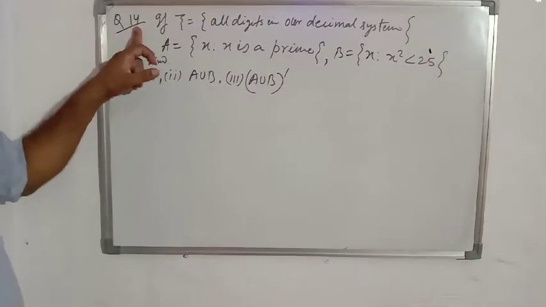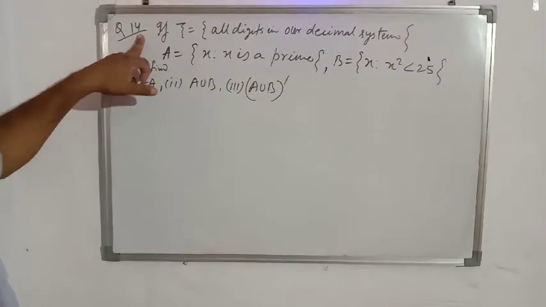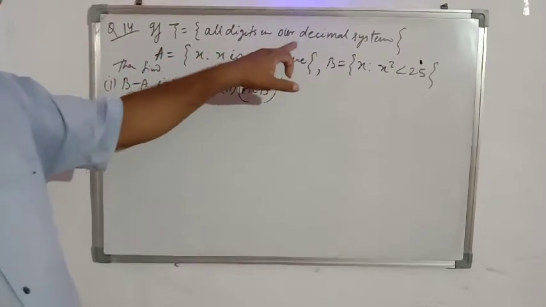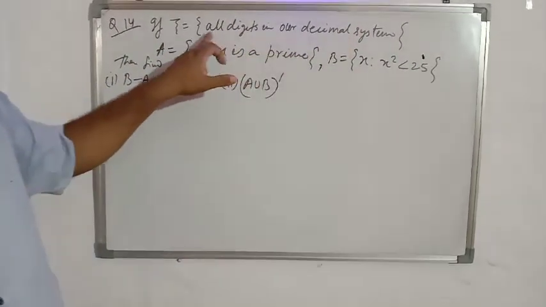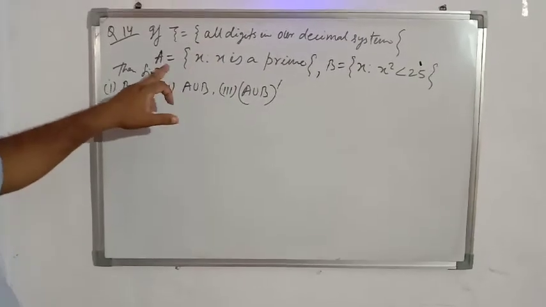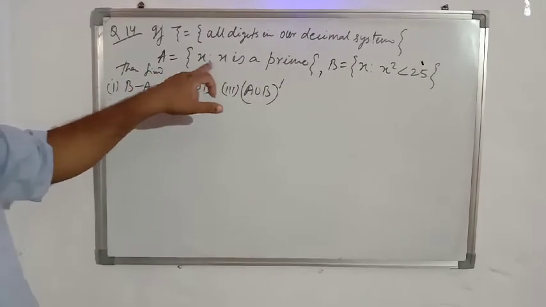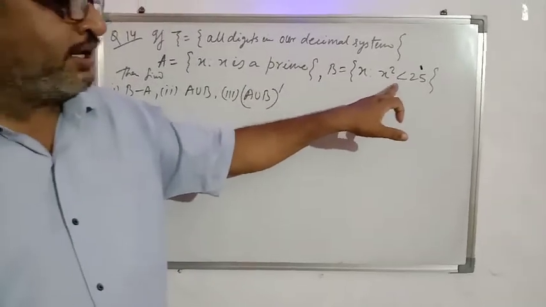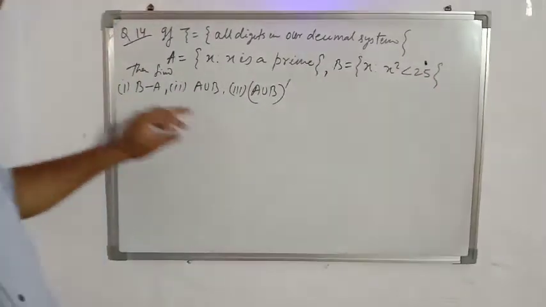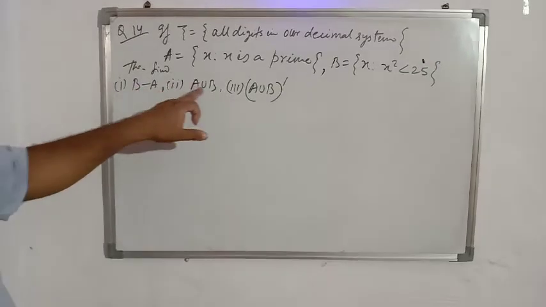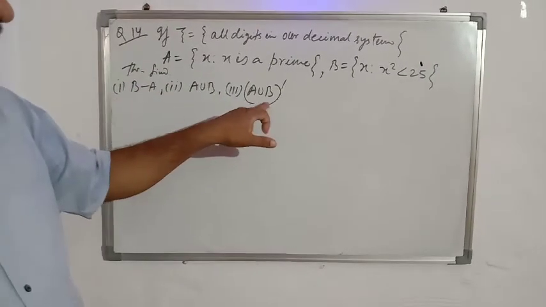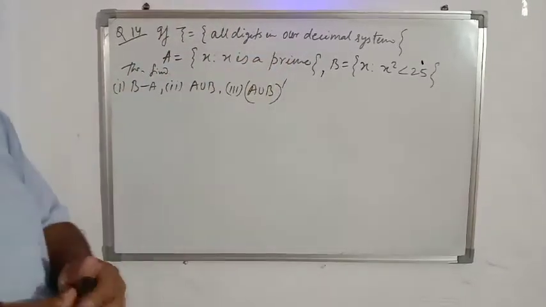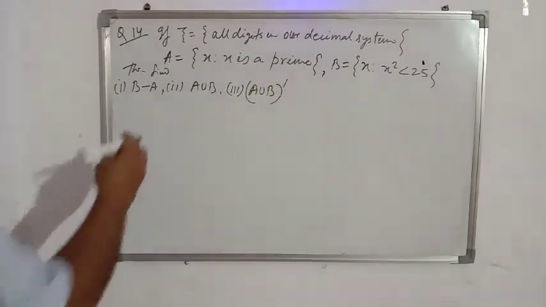See question number 14 of exercise 1.3. If the universal set is given as all digits in our decimal system, all digits means from 0 to 9, and set A is equal to x such that x is a prime number. B is what? x such that x square is less than 25. We have to find B minus A, A union B, and A union B complement. Firstly, we have to write all these sets in roster form.